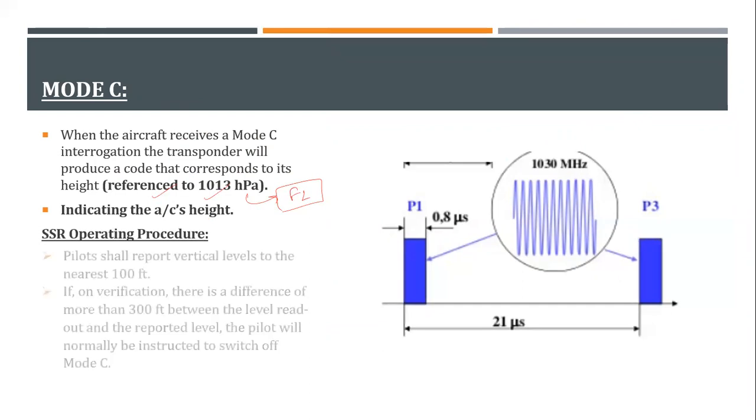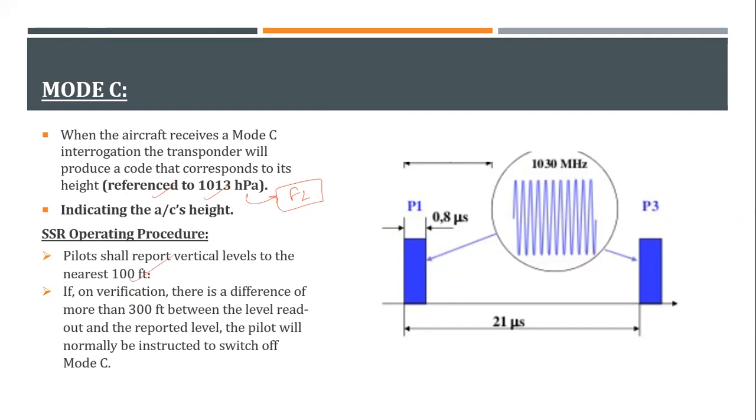SSR operating procedure. The pilot shall report vertical levels to the nearest 100 feet. That is the reason, because we need more accuracy, and flight levels are always given in this indication. Flight level 050, or just say 50, means 5,000 feet. 55 is 5,500 feet. 56, we don't say that, but of course we can say any flight level in these terms.